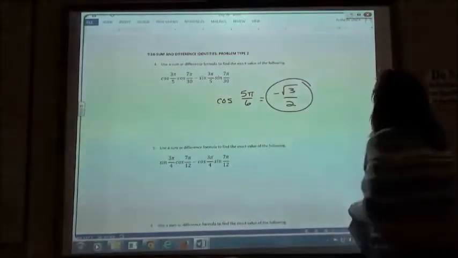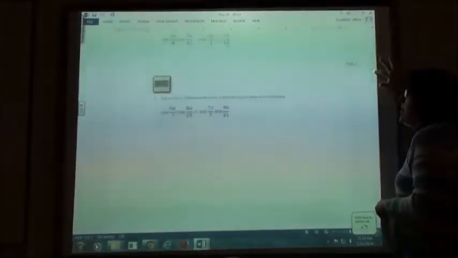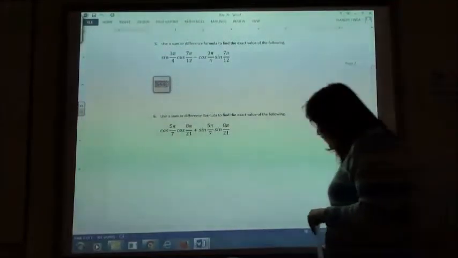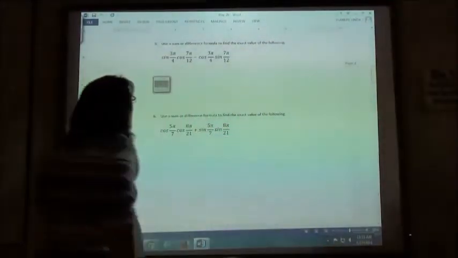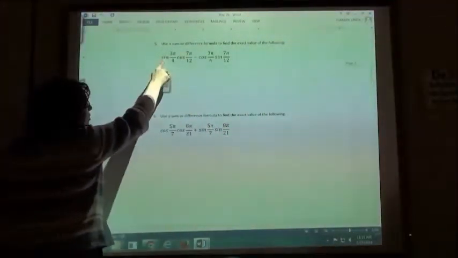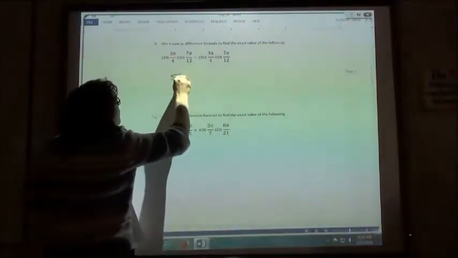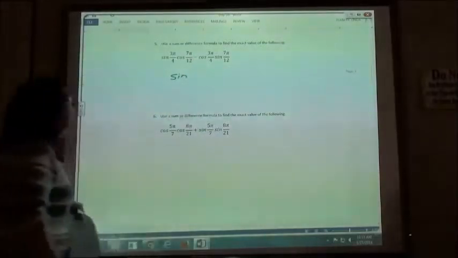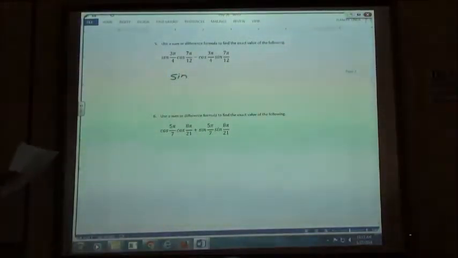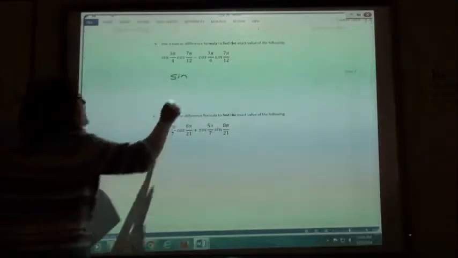If we look at the next one there. The next one says the sine of 3 pi over 4 cosine of 7 pi over 12. Because it starts with sine, cosine, I know it's one of my two sine ones. Since there's a minus sign in there, if you look at your identities, that is going to be the A minus B.